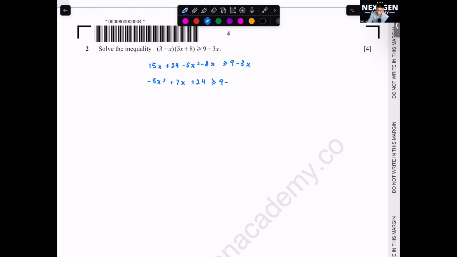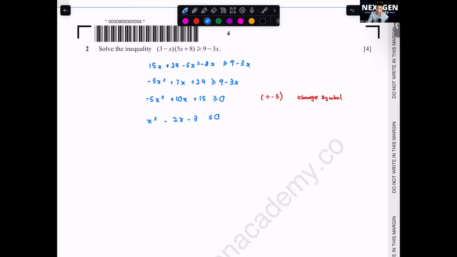We simplify the left-hand side first. Now bring everything to the left-hand side: minus 5x squared plus 10x plus 15 is more than or equal to 0. Can we simplify this? We can divide the whole equation by negative 5. Remember, when we do inequalities, if we multiply or divide by a negative, we need to change the direction of the symbol, so from more than to less than. This will be x squared minus 2x minus 3, which now becomes less than or equal to 0.